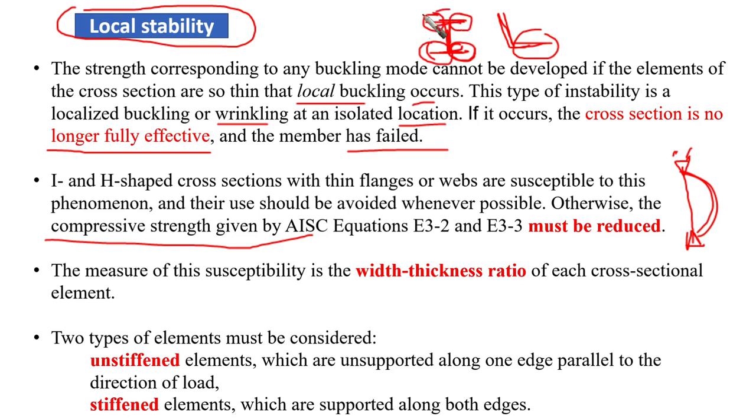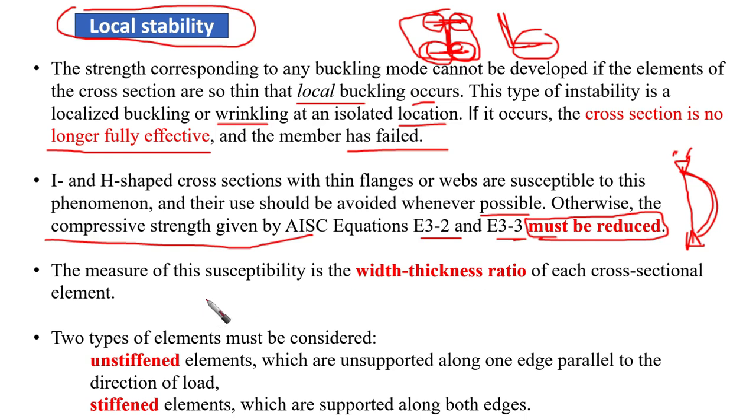That is why we want to avoid any kind of local buckling, because the cross-section that we are using for the derivation of the equations and for obtaining our nominal strengths is not working anymore. So in this case, we are going to put some limits. I and H shaped cross sections with thin flanges or webs are susceptible to this phenomenon, and their use should be avoided whenever possible. Otherwise, the compressive strengths given by AISC equations 2 and 3, which we have already mentioned, must be reduced. This is going to be in the case where we have slender elements.